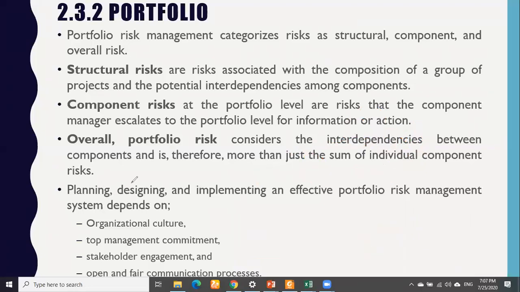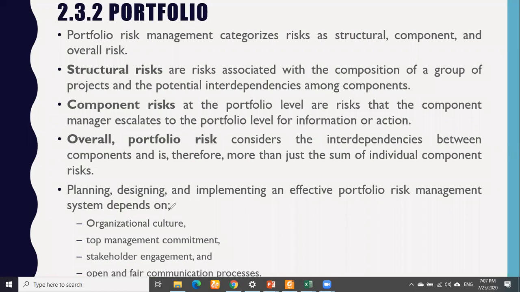Then at the portfolio level, planning, designing, and implementing an effective portfolio risk management system depends on, definitely, we say, in risk management, what do we do? In risk management, we plan, we create strategy, we identify a risk, and then we create strategy, procedure, and methodology for how to work out these risks.